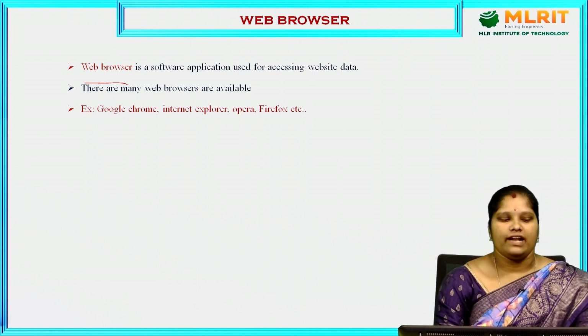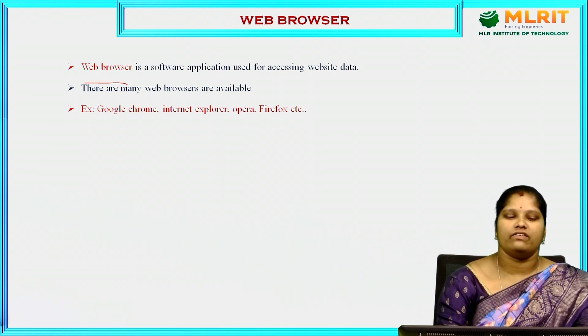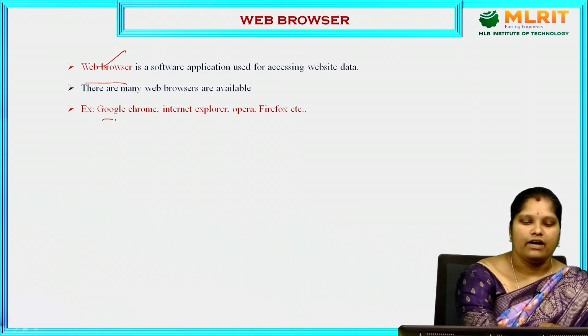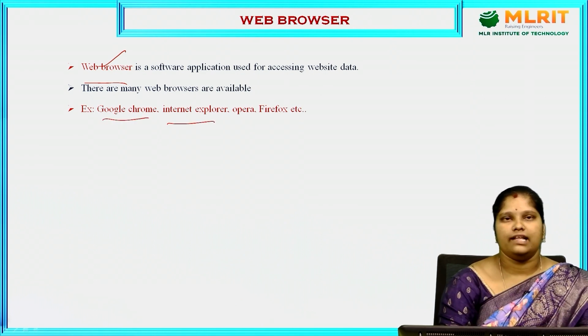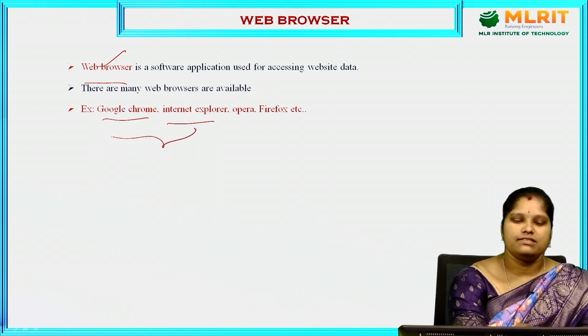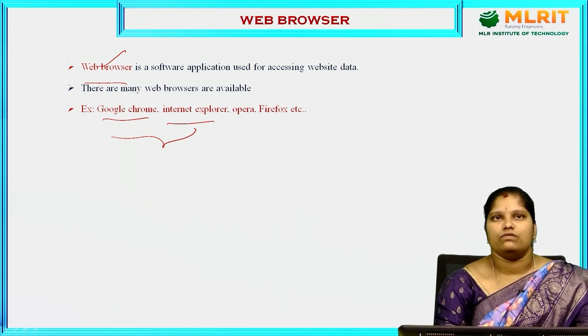So for accessing any website, we need one software application, that is called a web browser. Here are some examples of browsers: first one is Google Chrome, and second Internet Explorer, Opera, Yavish. Those are some basic web browsers, right?